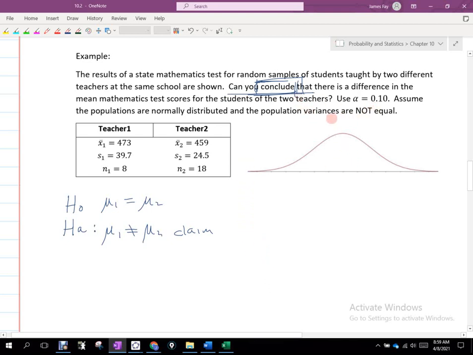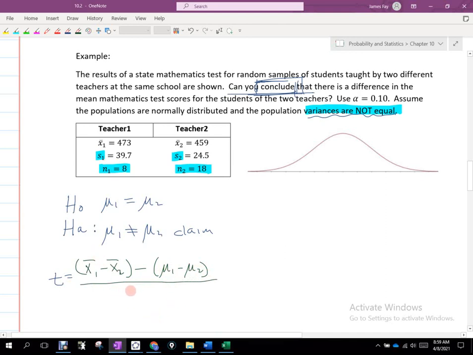It says the population variances are not equal. So if they're not equal, we are going to use t, because look at the sample sizes here. Sample sizes are small, correct? They're less than 30. And we do not know the population standard deviations. We know the sample standard deviations. But because it says the variances are not equal, we're going to use the formula that says, x bar 1 minus x bar 2 minus mu1 minus mu2 all over the standard error of the difference in the sample means, S sub x bar 1 minus x bar 2.